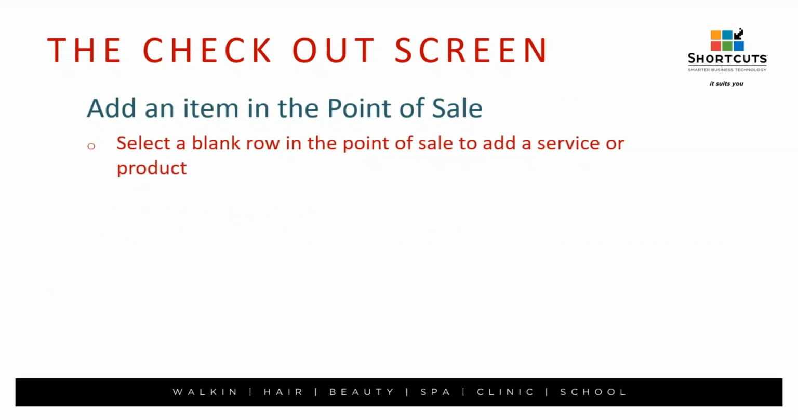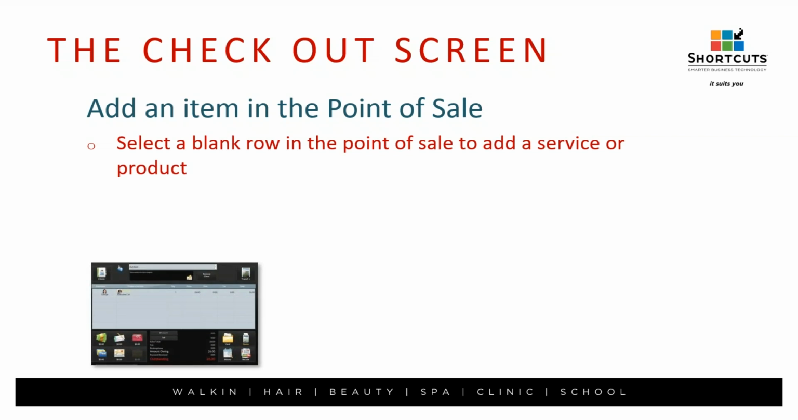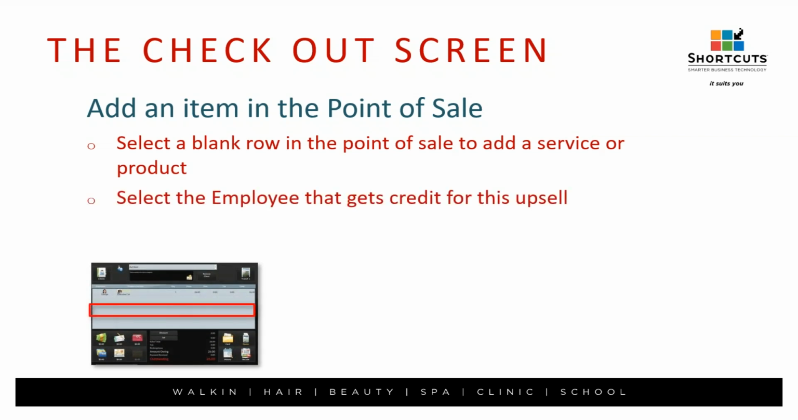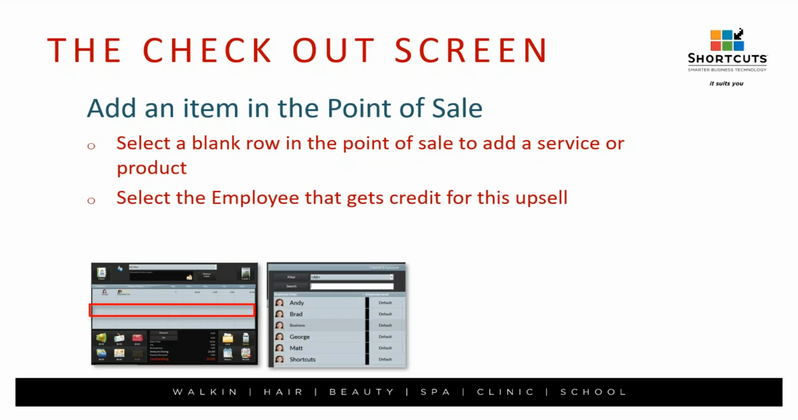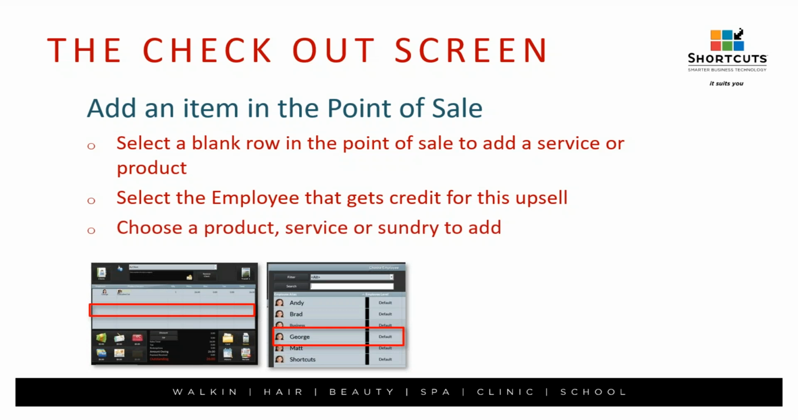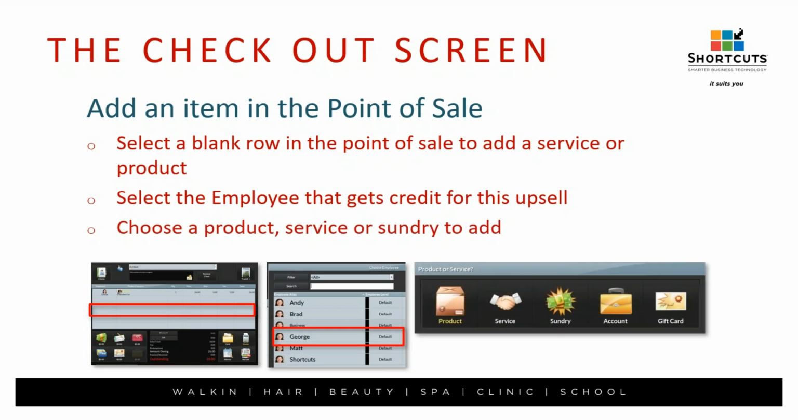And if you want to add an item, add a product to the point of sale, you would select any blank row in the middle of the point of sale window, and you either tell Shortcuts, I'm adding a service or I'm adding a product. You can choose the employee that gets credit for this upsell, and then choose, is it a product, a service, or a sundry? Sundry includes things like gift certificates. So if you sell a gift certificate, you can choose the sundry button.